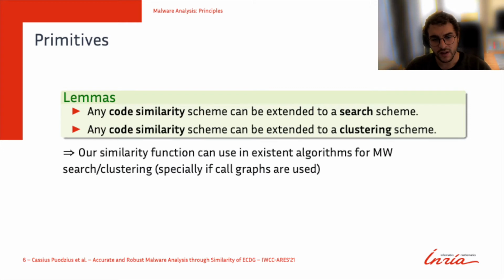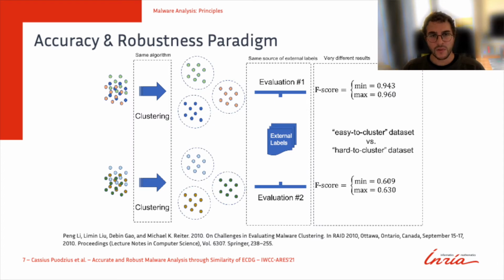We show that any code similarity scheme can be extended to search as well as clustering schemes. This is why we focus our attention on the evaluation of our similarity function, while we aim to improve search and clustering schemes. In the context of malware principles, we also propose the accuracy and robustness paradigm.